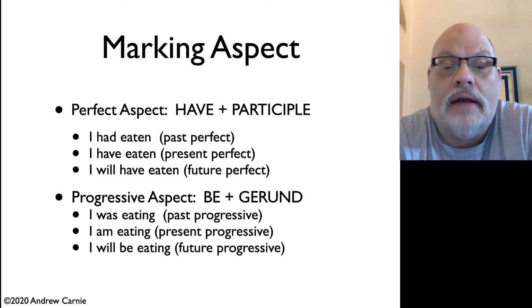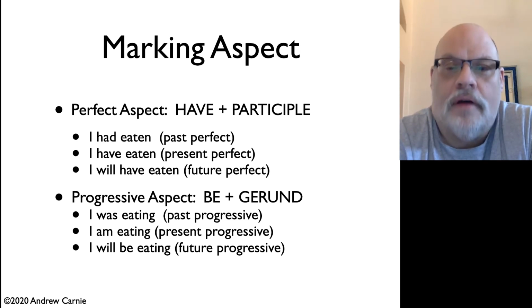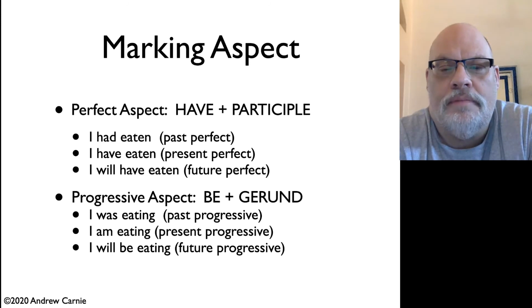be and the gerund. So perfect aspect is always have plus participle. Progressive aspect is always be, or some form of the verb to be, and the gerund. And those auxiliaries of have and be will be inflected for the relevant tense.